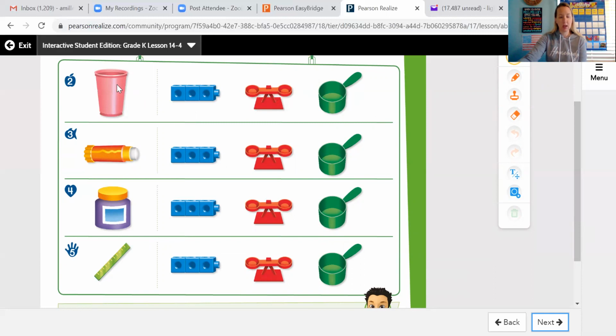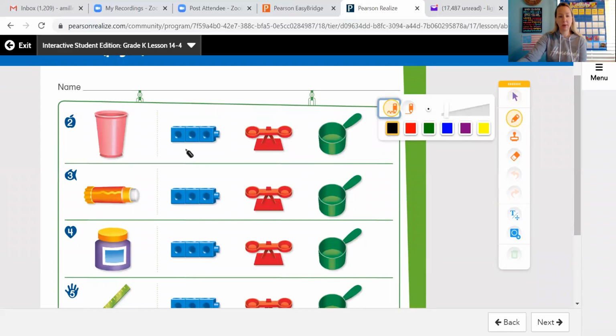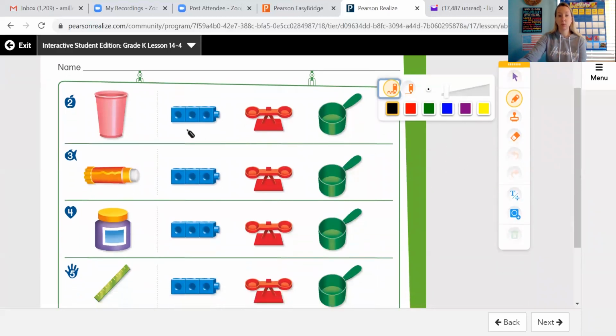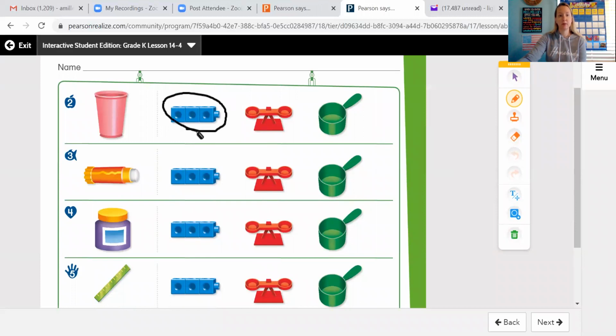So this is a bucket or a pail. Could we figure out the length of the bucket or pail using a cube train? We sure could. So go ahead and circle that. Could we use a balance scale to find out how much a bucket weighs? We sure could. Go ahead and circle that. And could we use a measuring cup to find out how much this bucket will hold of something? We sure could. You could fill this measuring cup up and dump it into the bucket over and over until it's full.